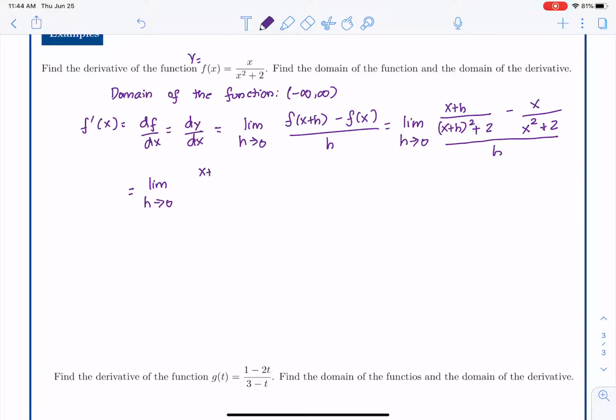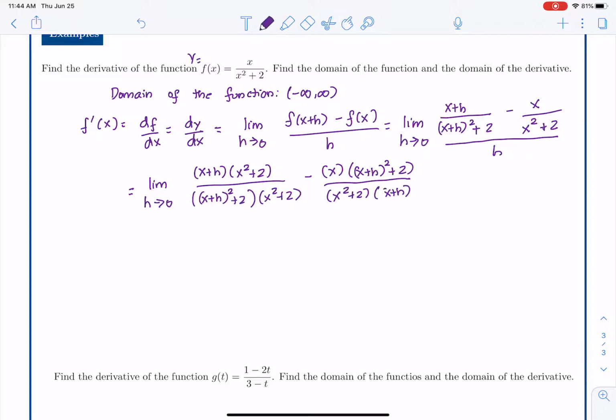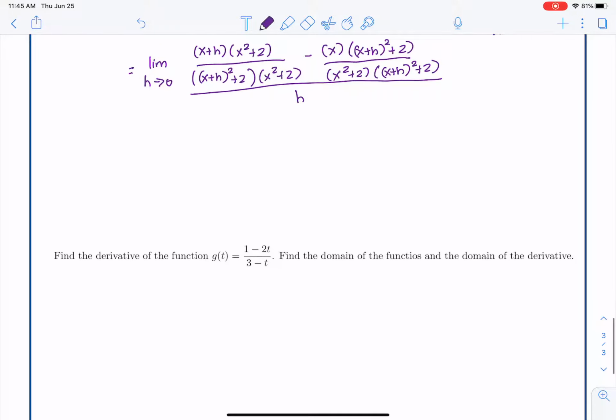So I'm going to multiply the first fraction by x squared plus 2 and divide, and multiply and divide the second fraction by x plus h squared plus 2 and divide the entire thing by h. So you can see why using the difference quotient could get really troublesome anytime we want to find the derivative. Things are getting really complicated here.